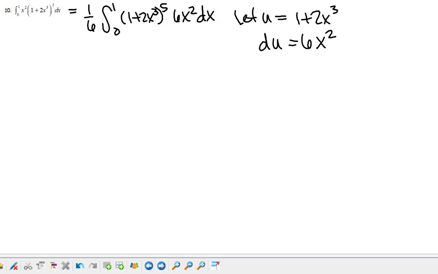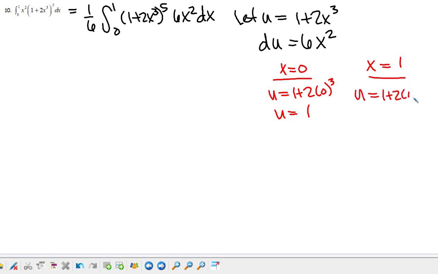So before I even go to the next step, I'm going to go ahead and figure out what my new bounds are because they have to be written in the next step. So when x is 0, which is my lower bound, u would be 1 plus 2 times 0 cubed. So u would be 1. When x is 1, which is my upper bound, u would be 1 plus 2 times 1 cubed, which means u would be 3. So that gives me 1/6 with my new bounds of 1 to 3, u to the 5th, du.